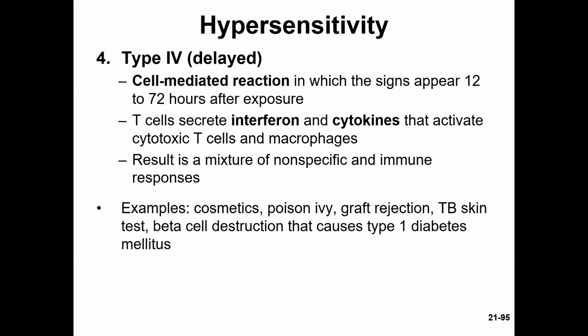Type 4 is delayed. This is a cell-mediated reaction in which the signs appear 12 to 72 hours after the exposure. T cells could secrete interferon and cytokines that activate cytotoxic T cells and macrophages. They result in a mixture of non-specific and immune responses. Examples include cosmetics, poison ivy, graft rejection, the TB test, and beta cell destruction that causes type 1 diabetes mellitus.